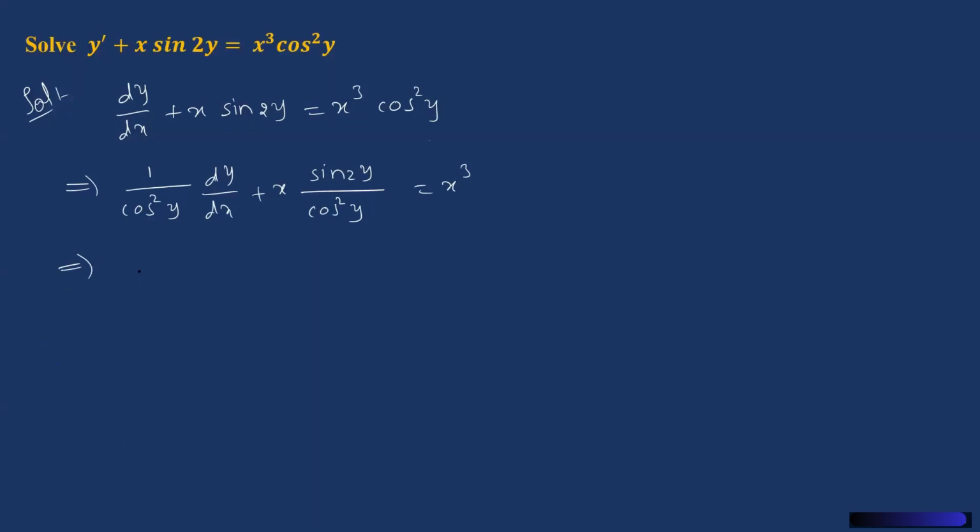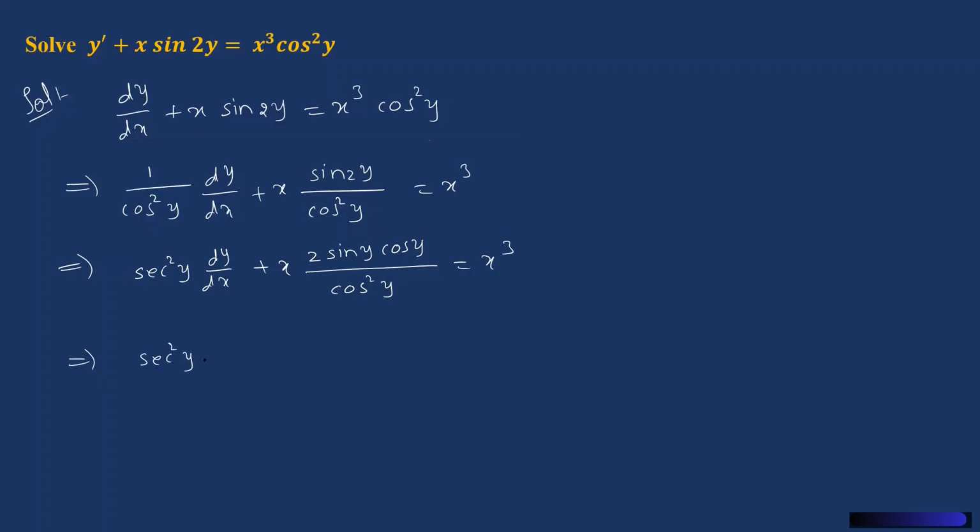Okay. Then this implies when it is 1 by cos, we know it is secant. So when it is 1 by cos square, you can understand it is secant square y dy by dx. Then plus x into, see how I am writing this. When it is sine 2y, we can write it as 2 sine y cos y. That's what you call a trigonometric transformation. In a similar way, I'm writing this cos square y as it is. And this is equals to x cube.